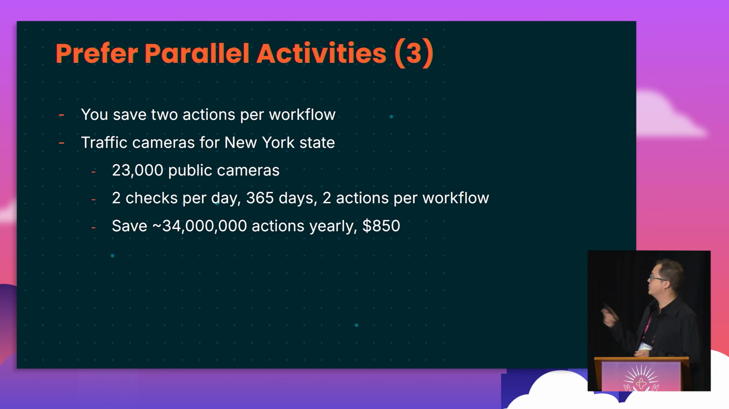But as I mentioned, you're saving 2 actions per workflow. Again, another little toy example: if this was for New York State, they have 23,000 public traffic cameras. If those were checked 2 times a day, 365 days a year, that's 34 million actions saved, so just about $850.